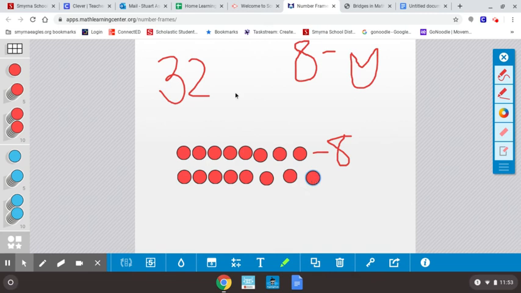So now if I look at my array, I have 2 groups of 8. And if I count that, that should get me 8 plus 8 is 16. Pat yourself on the back if you said that answer. Okay, so we're still not at 32. So I'm going to add another bag of 8.